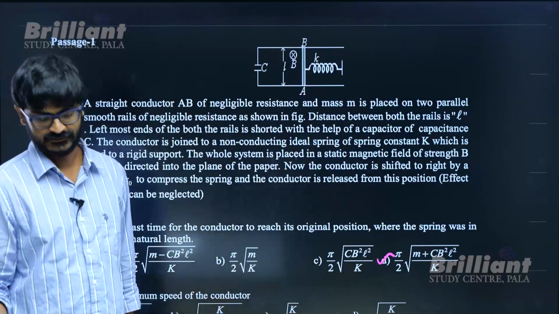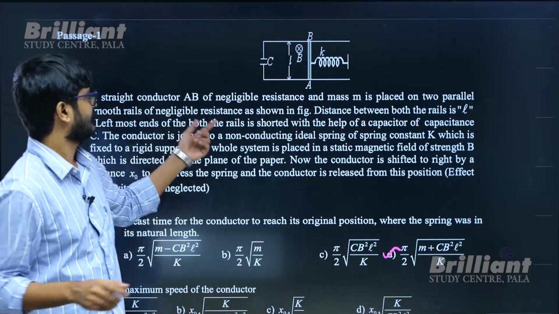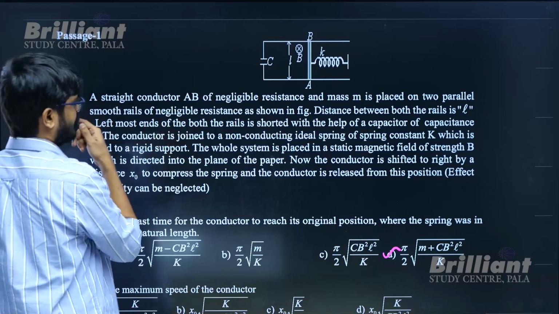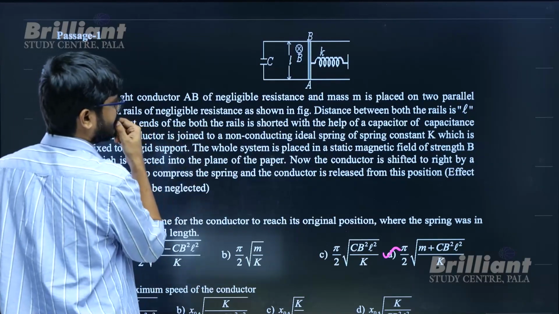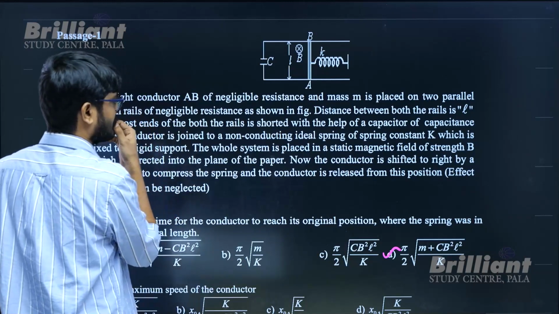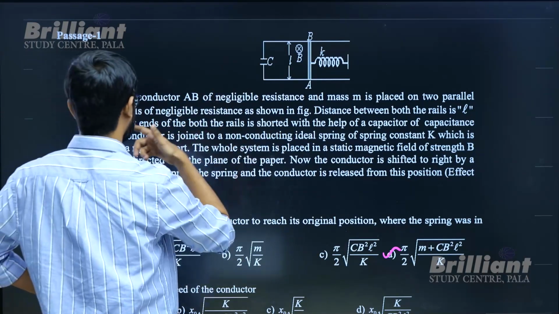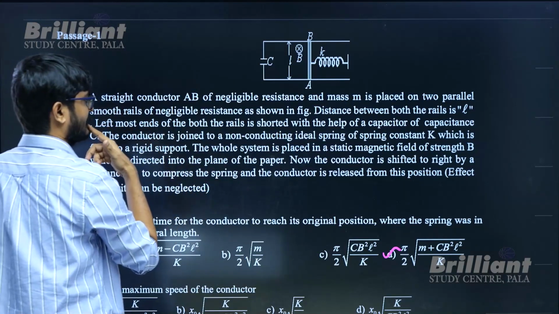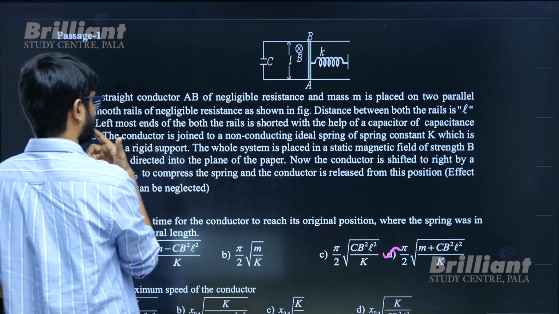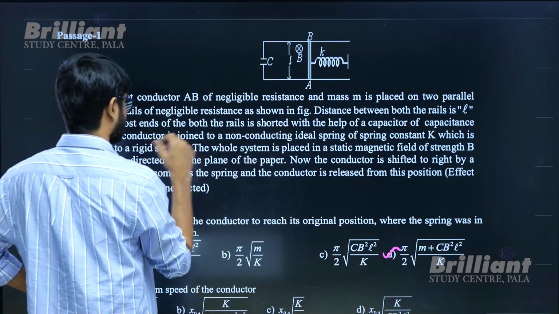Okay kids, we will be continuing, so you can look into the passage. A straight conductor AB of negligible resistance and mass m is placed on rails of negligible resistance as shown. The distance between the rails is L, and the leftmost ends of both rails are shorted with the help of a capacitor. The conductor is joined to a non-conducting ideal spring of spring constant K, which is fixed to a rigid support. The whole system is placed in a static magnetic field, which is directed into the plane of the paper.